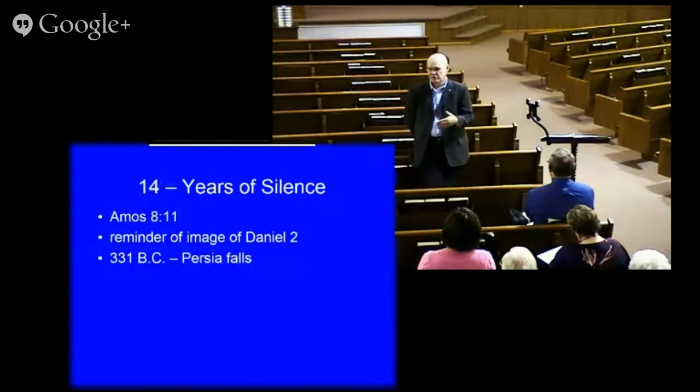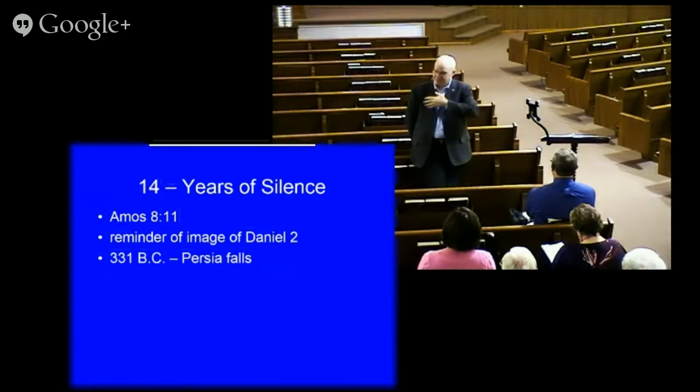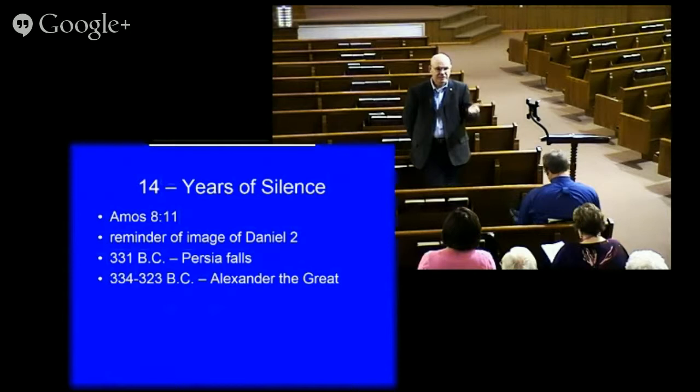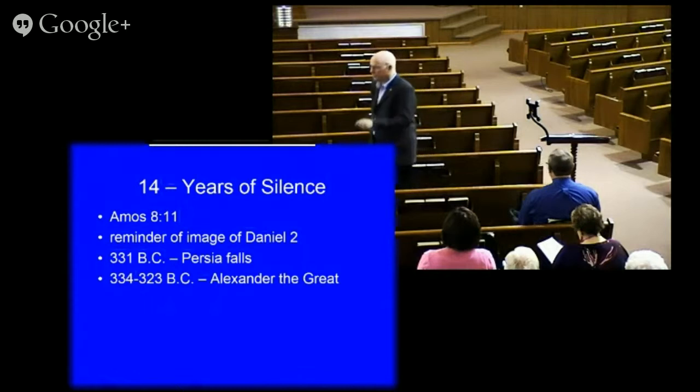So what's going on during the years of silence? This is kind of complicated. We don't look at it that much because it's not biblical material, but let's run through it right quick. In 331, Persia falls. That's the second period, the Medo-Persian statue. Alexander the Great comes in next. He actually lived longer than this. This is the time he was in charge and controlled the Greek Empire, 334 to 324, a short period of time.